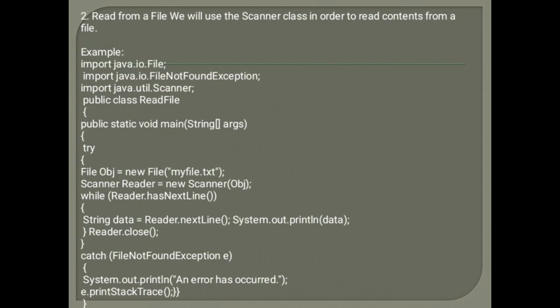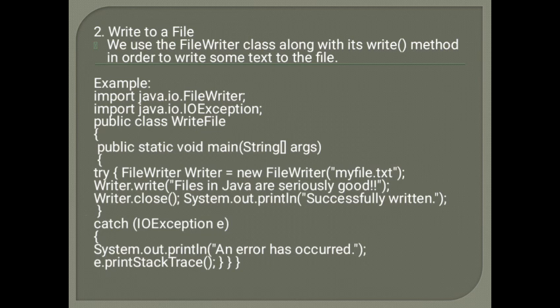Then next is write a file. To write a file, we use the FileWriter class along with the write method in order to write some text, some paragraph, anything else. We want to write the text or paragraph or sentence in a file. We use the write method. Class is WriteFile. Then we have to use the try catch block and also use the IOException block and packages in this file.